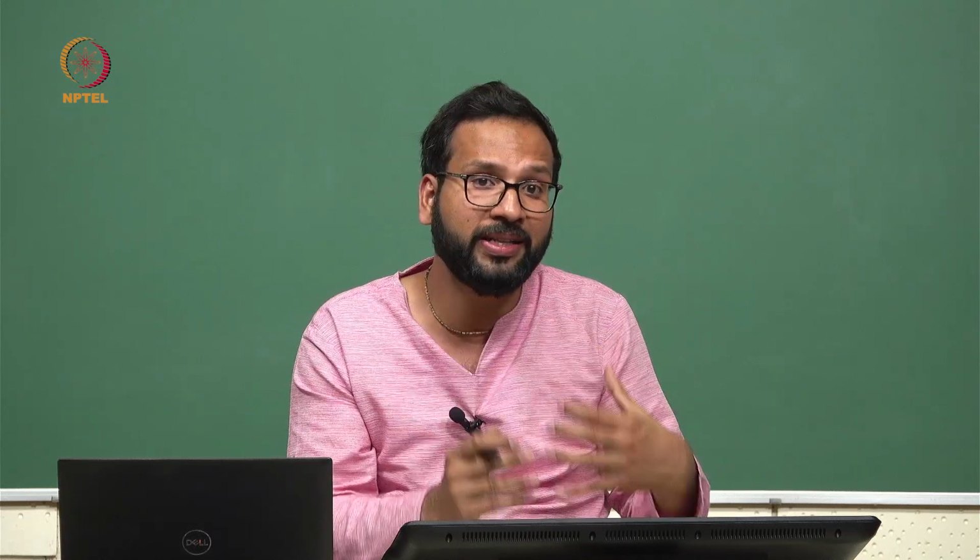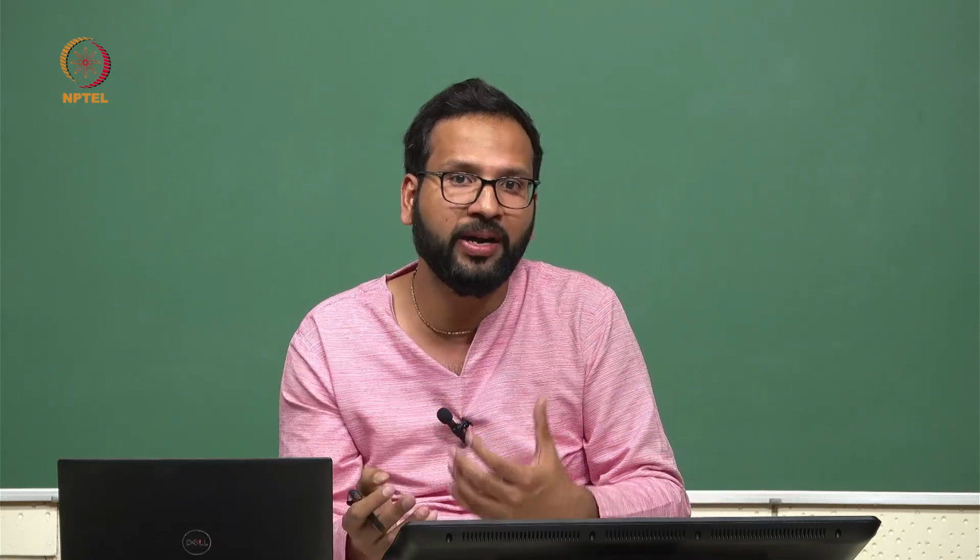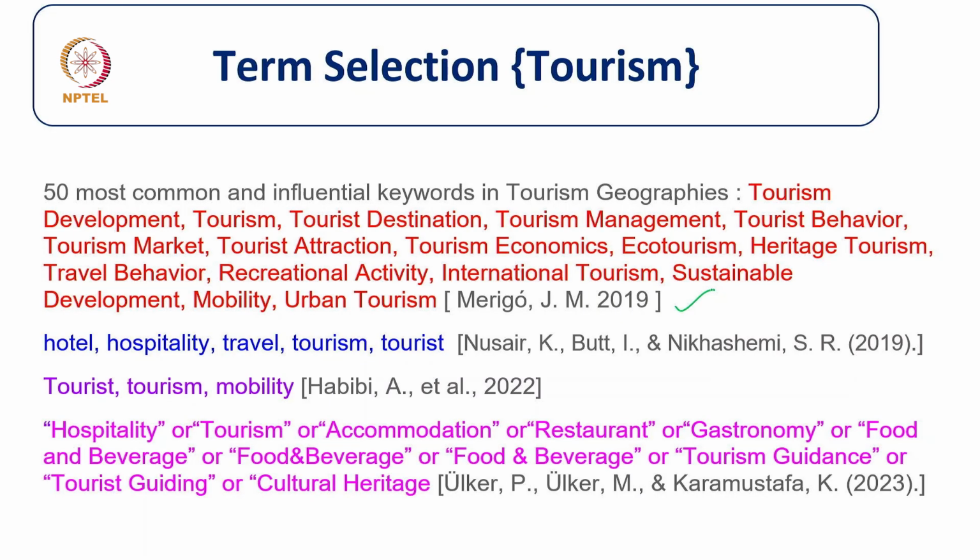Okay, so that is why we need to search for what all terms we need to select for retrieving the data. If you see here, for selecting the terms for tourism, the first example is about a paper which mentioned some of the influential and common keywords they found in the journal Tourism Geography. These were the common words they found: tourism development, tourism, tourist destination, tourism management, tourist behavior, ecotourism, mobility, urban tourism. Then another paper used these five terms for extracting the data.